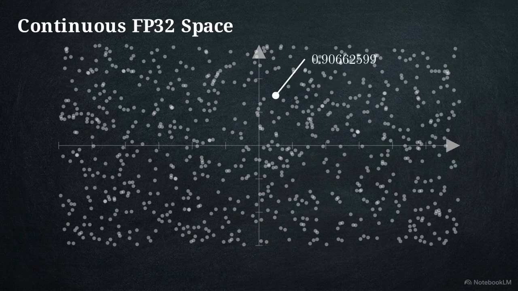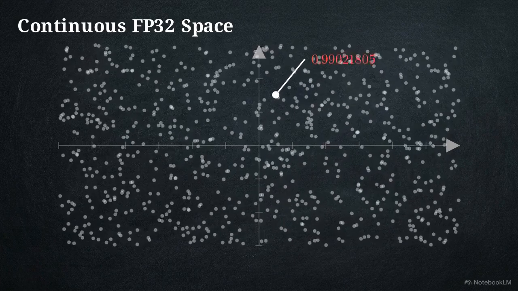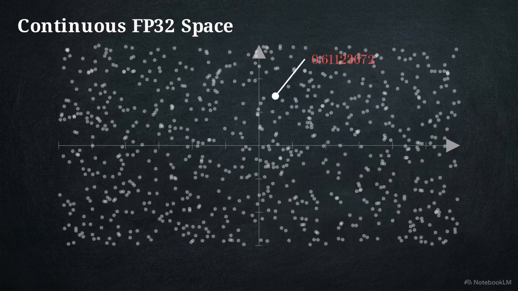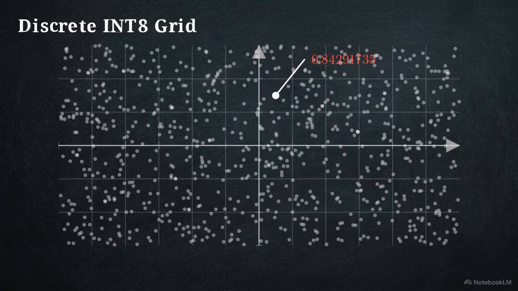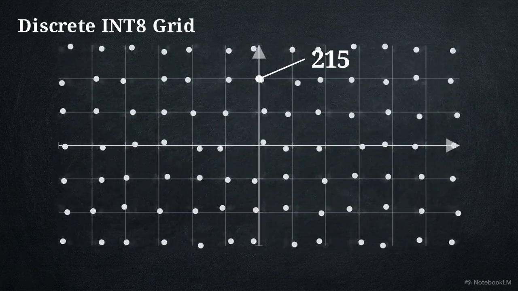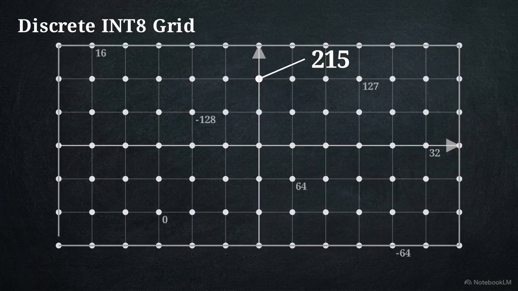In their unoptimized state, a model's parameters exist as 32-bit floating point numbers. They span across a continuous mathematical coordinate plane, packed with infinite decimal precision. Mobile chips lack the capacity to sweep billions of continuous 32-bit values 50 times a second. We must map this continuous space into a discrete 8-bit grid.